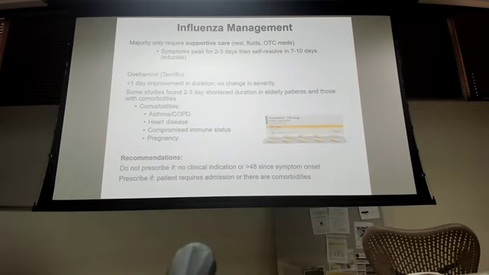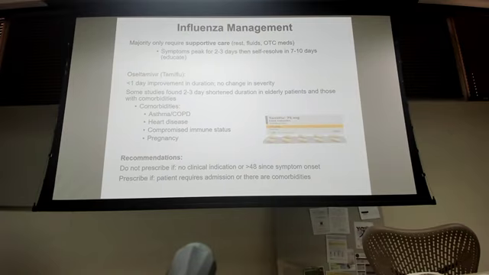It's not indicated for anybody that's had symptoms ongoing. So, 1 day improvement duration, but you want to give it as soon as possible, so maybe 2 to 3 days. If you wait for like a week and then you get Tamiflu, you're not going to get any benefits from it. So, 1 day improvement duration, no change in severity. So is it worth the squeeze? Maybe, but typically they're not going to get big benefit from it.